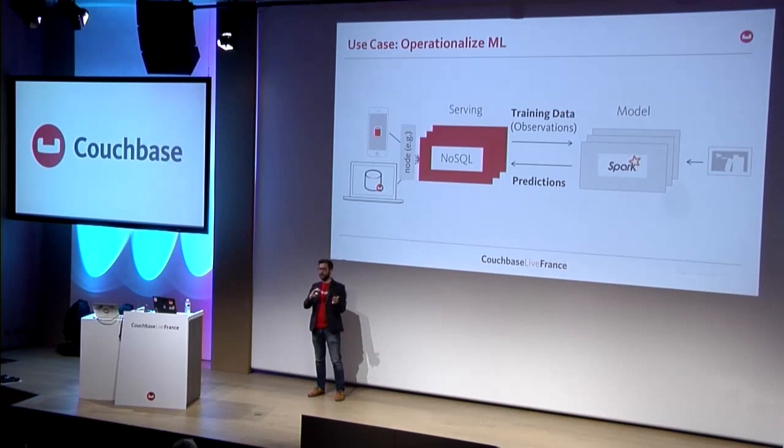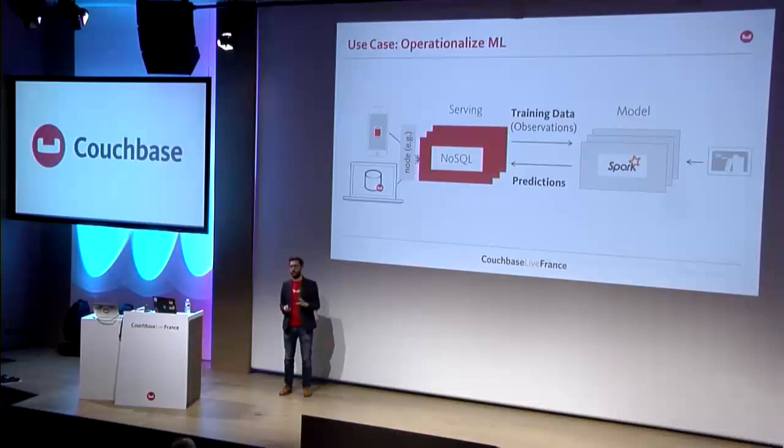But the key point is this section in the middle. Training data flows into the Spark cluster from Couchbase, and the predictions flow back. So that's operationalizing, perhaps slightly American word there, but operationalizing your machine learning data, actually being able to do something constructive with it.